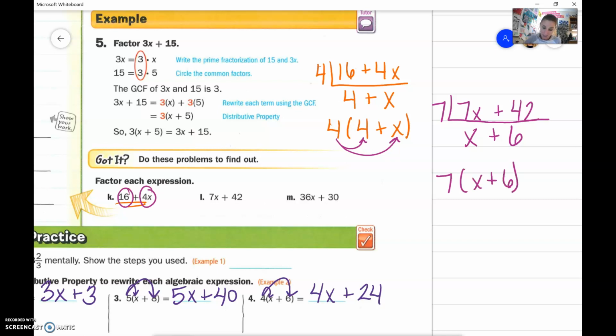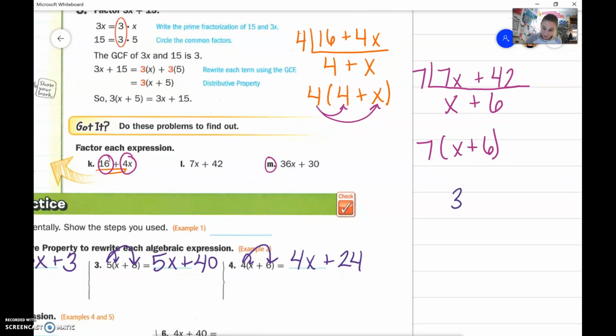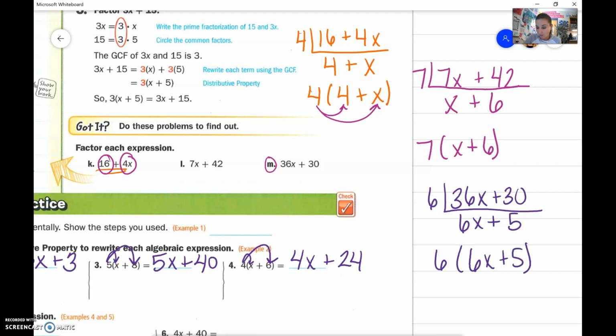Okay, and then let's take a look at m. So we have 36x plus 30. The greatest common factor of 36 and 30 is 6. I'm left with 6x plus 6 times what is 30? 6 times 5. I know that the greatest common factor of 5 and 6 is 1, so I believe that I'm done, but I'm going to write it down. 6 times 6x plus 5 in parentheses.